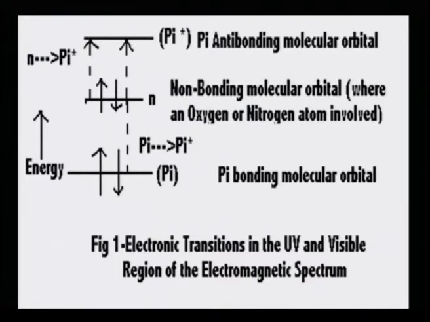Now, looking at this slide, which is a very important pictorial description of the energy levels, we can see where the pi electron is, where the pi star antibonding molecular orbitals are, and where the gap is. This is the n electron, and from here to here the jump is very small. So electronic transitions in the UV and visible region of the electromagnetic spectrum can be easily understood by this pictorial description.